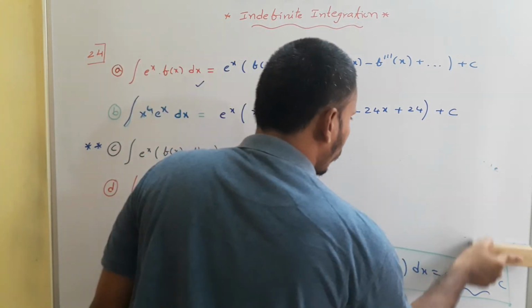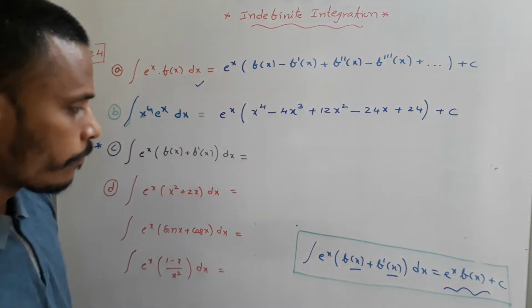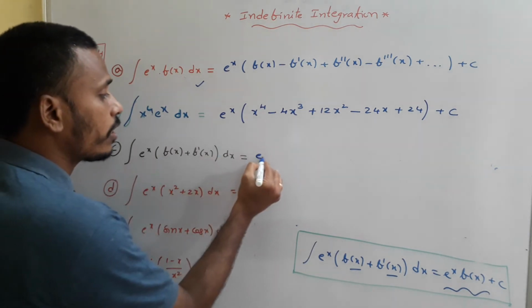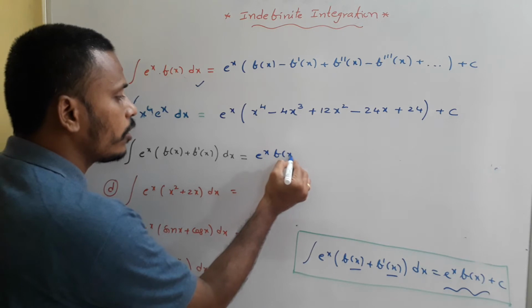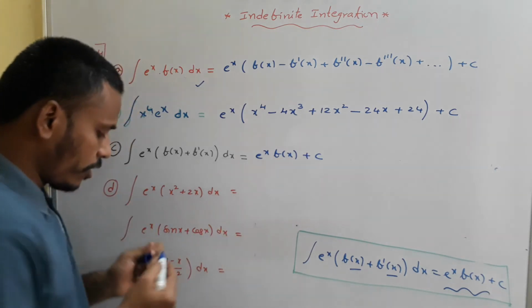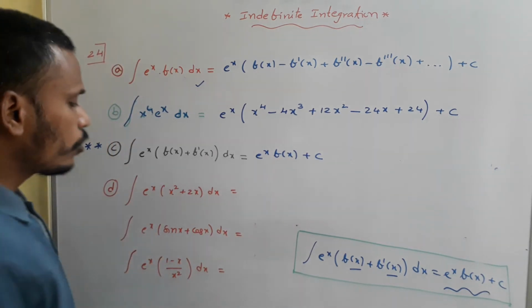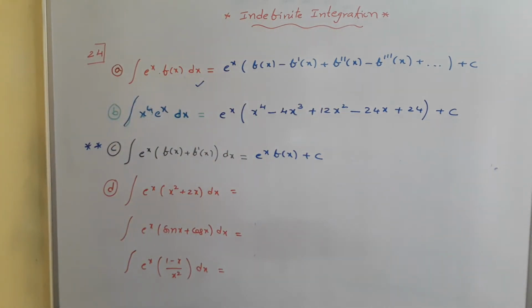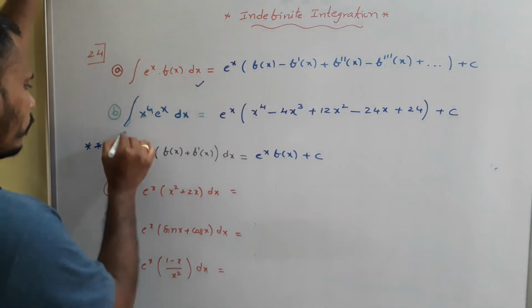At the end, this is the result. And what is that result? Integral of e power x into f of x plus f dash of x dx is equal to e power x into f of x plus c. Now use this to answer these three simple questions of 24D. Keep this in mind.